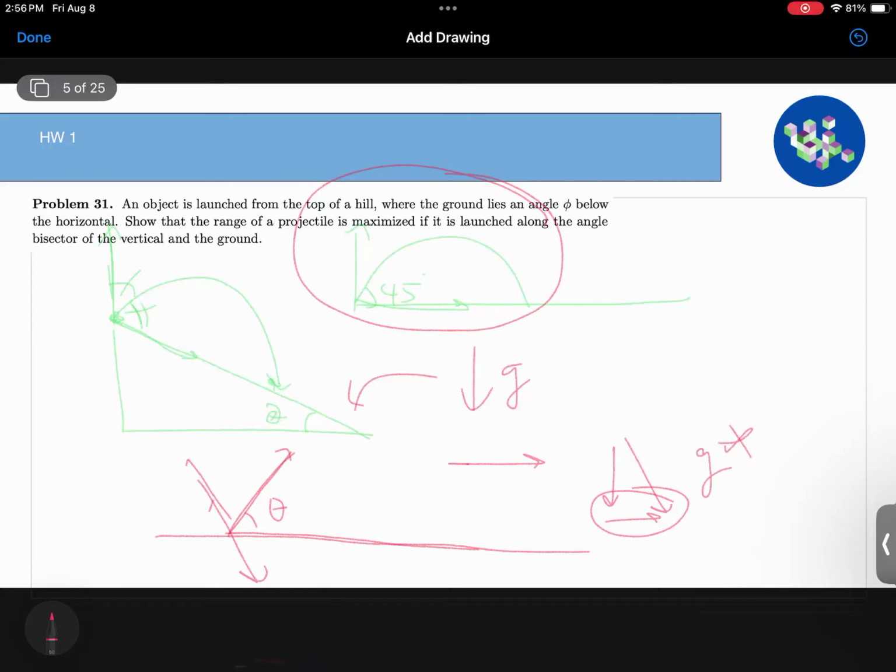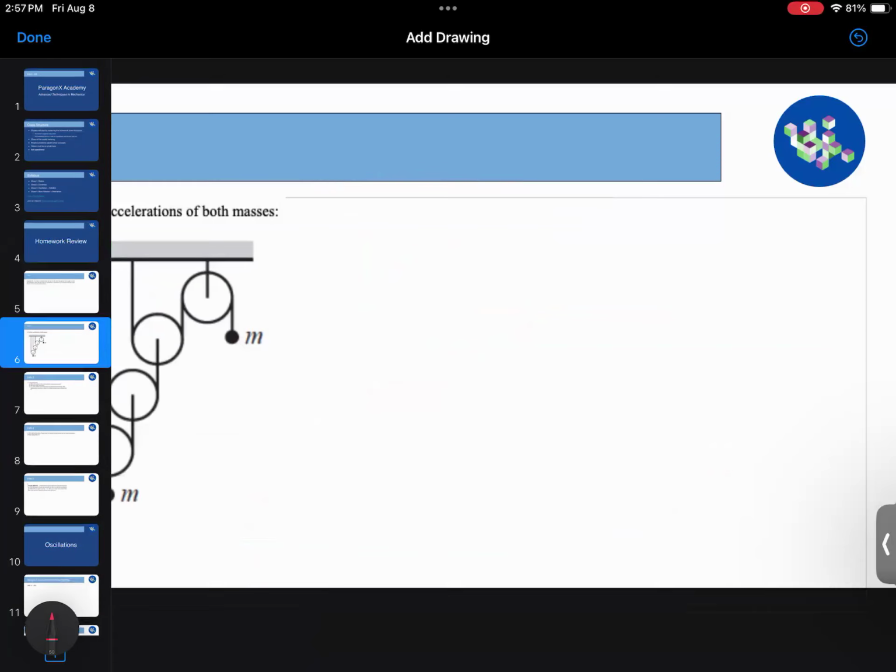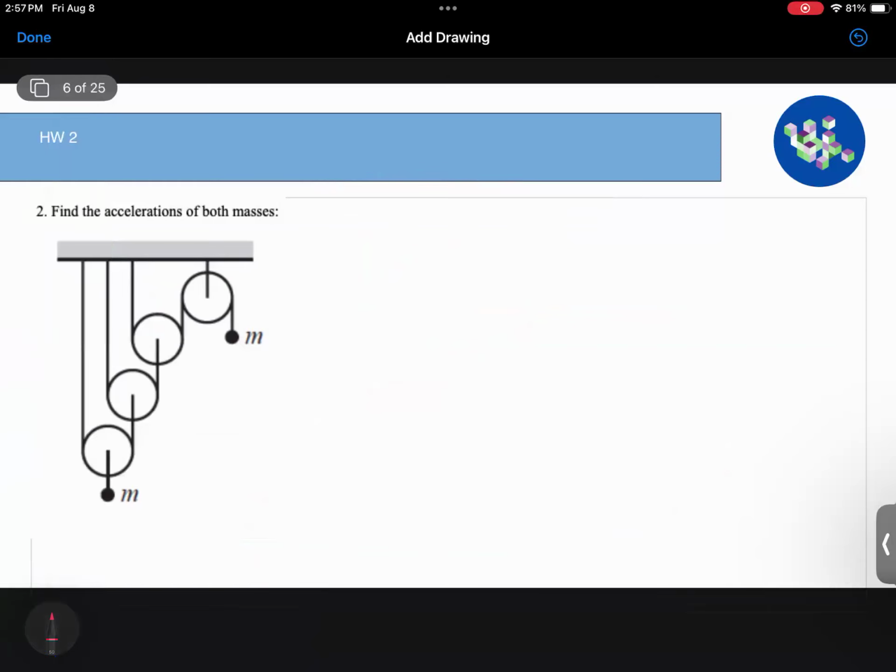You also don't have to do it, just as long as you understand the reasoning why we want to launch the projectile at an angle that's greater than 45 degrees. Okay, so that's the first problem. Let's go on to the second problem, which should hopefully make a bit more sense to you.